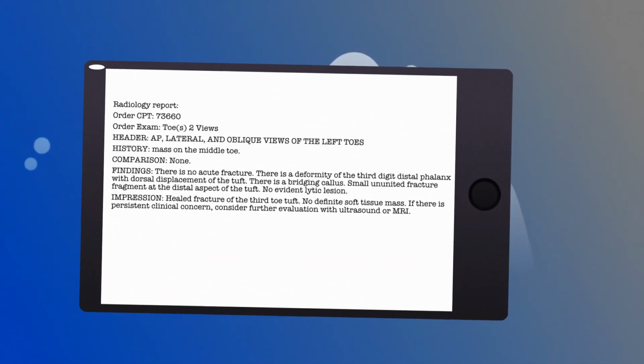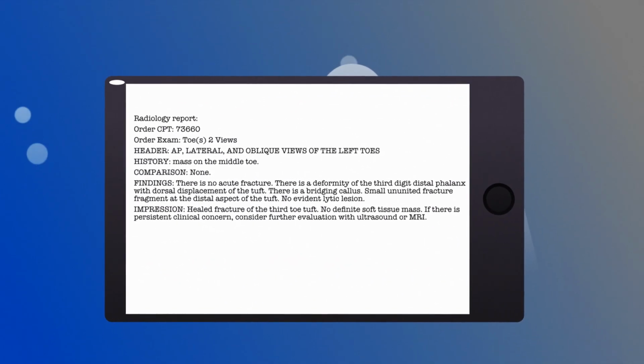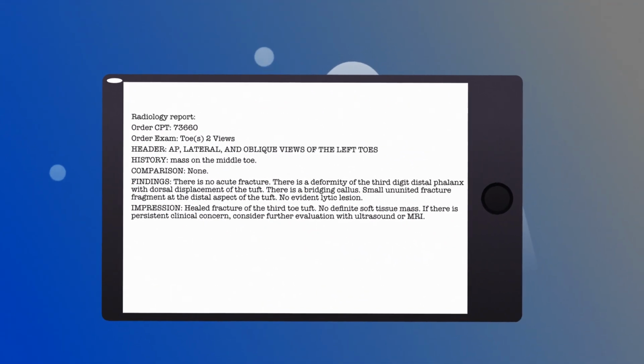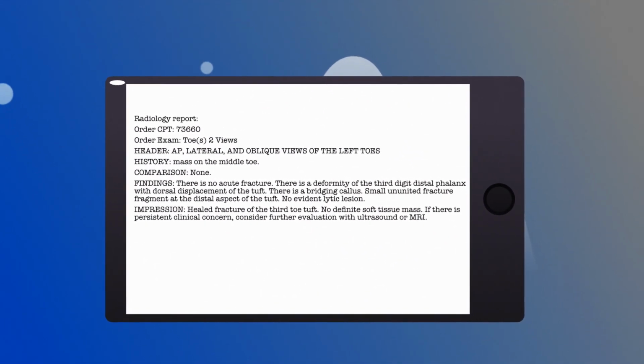Order: exam, toes, 2 views. Header: AP, lateral, and oblique views of the left toes. History: mass on the middle toe. Comparison: none. Findings: no acute fracture. Deformity of the third digit distal phalanx with dorsal displacement of the tuft. Bridging callus and a small ununited fracture fragment at the distal aspect of the tuft. No lytic lesion identified.